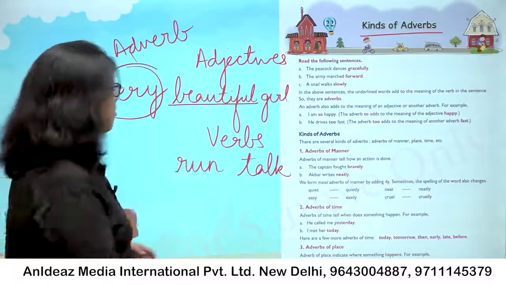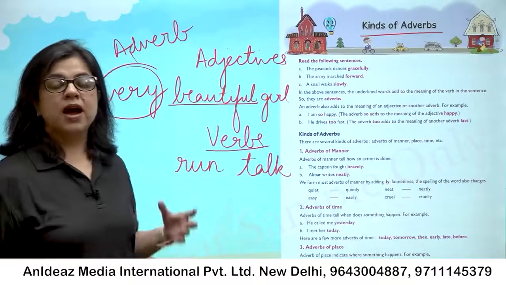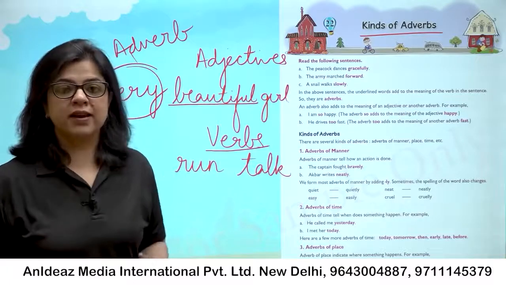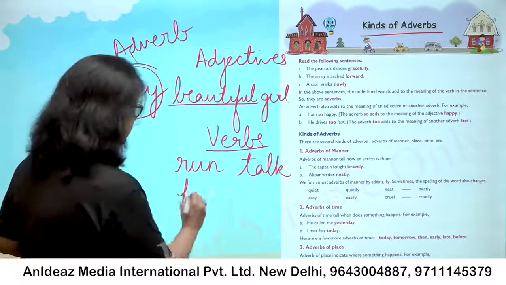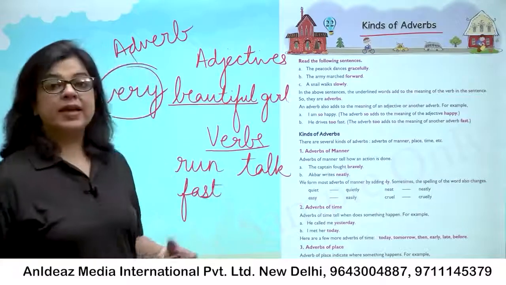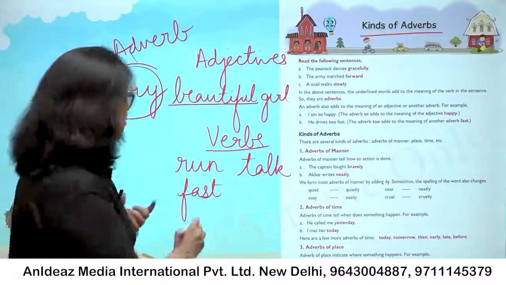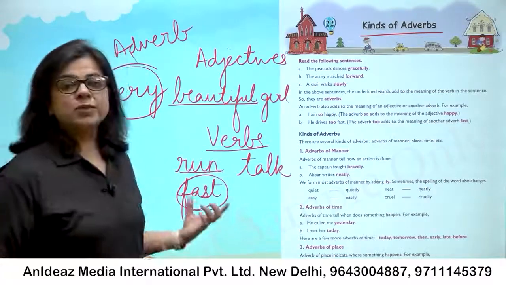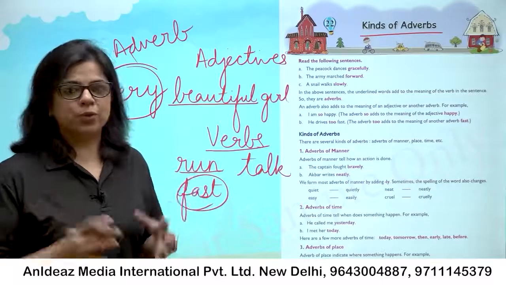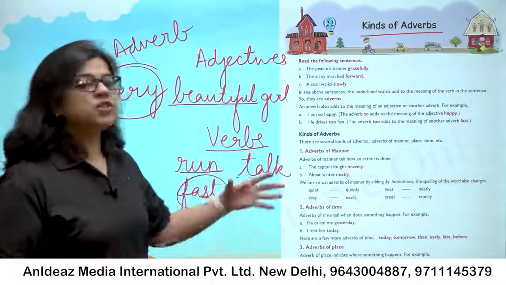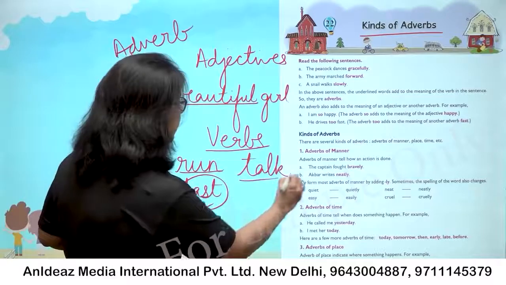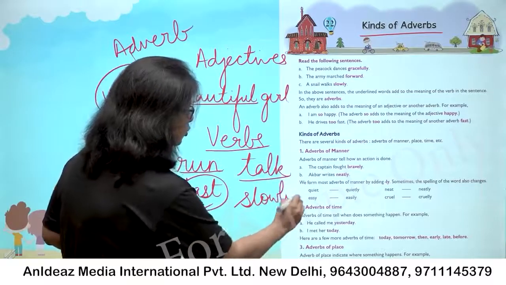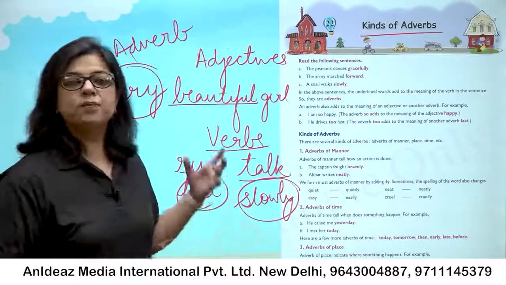Similarly, talking about verbs now. I use the verb run. Now, how was the child running? The child was running fast. This word fast modifies the meaning of the verb run. This becomes a modifier or an adverb. Similarly, how was the child talking? The child was talking slowly. Slowly modifies the verb talk.